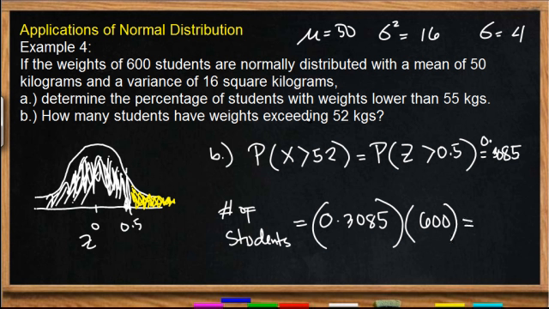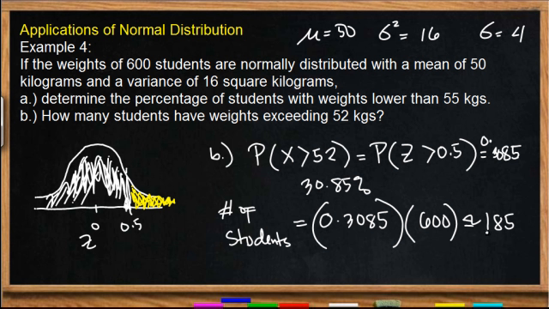Therefore, the answer is approximately 185 students. We round it off to a whole number because of course there is no student who is not counted as whole. So we found that the number of students is approximately 185, which is 30.85%. Meaning 30.85% of all students have a weight exceeding 52.